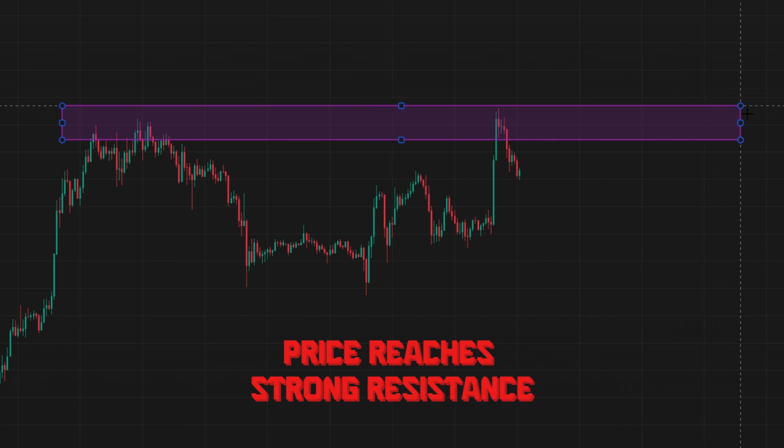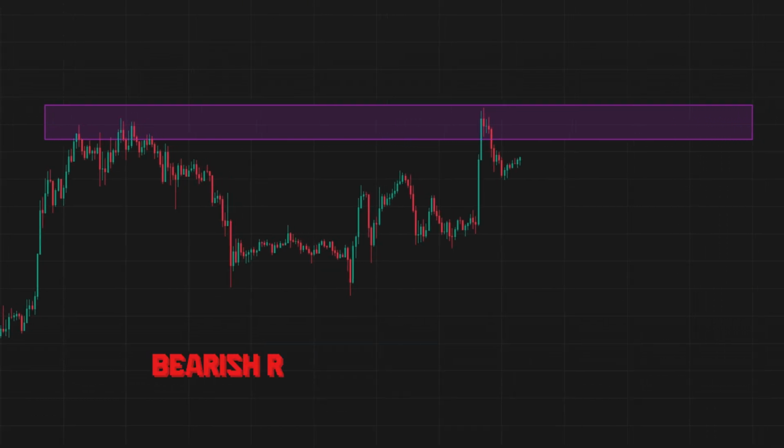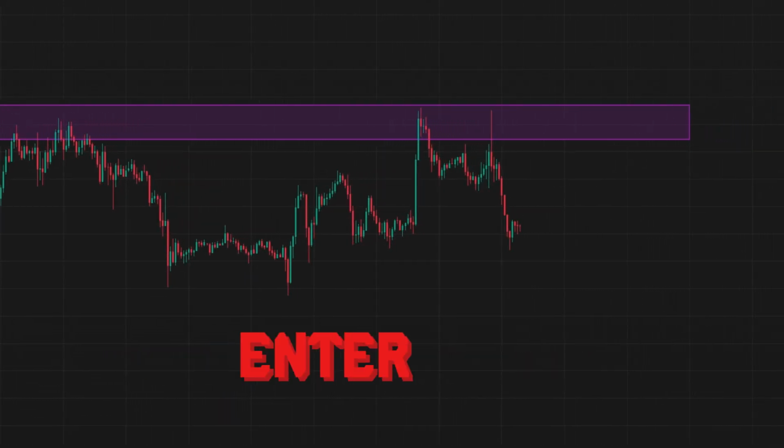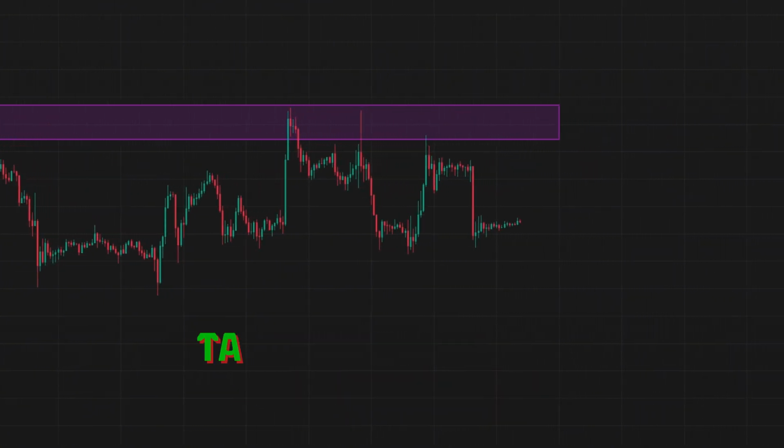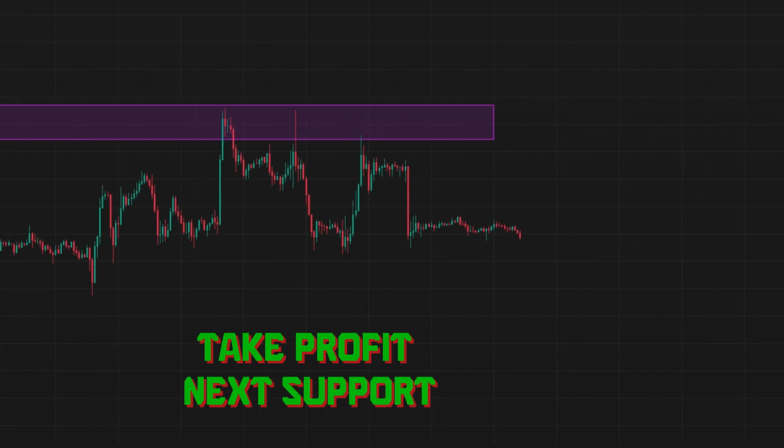Sell setup: price reaches strong resistance. Bearish rejection candle appears. Enter sell. Stop loss above resistance. Take profit at the next support.